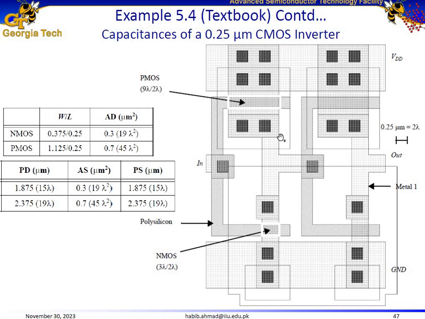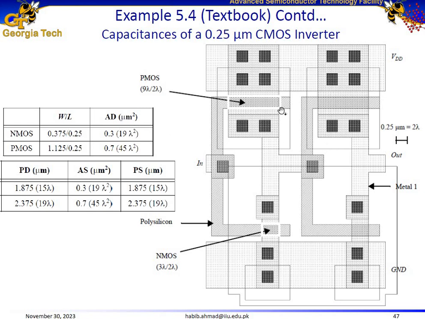Now let us focus on the area of the drain of the PMOS. This side is 4 lambda plus 1 lambda, 5 lambda. This side we know is 9 lambda. So 9 into 5 is 45 lambda square. So the area of the drain of the PMOS is 45 lambda square. 45 into 0.125 into 0.125 gives us a value of 0.7 micrometer square.